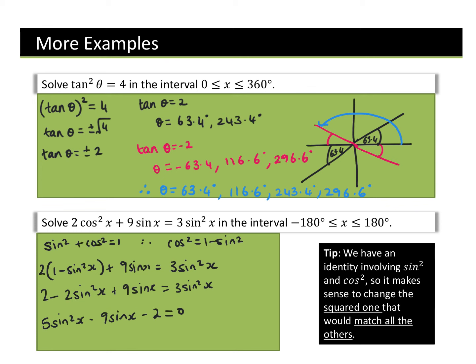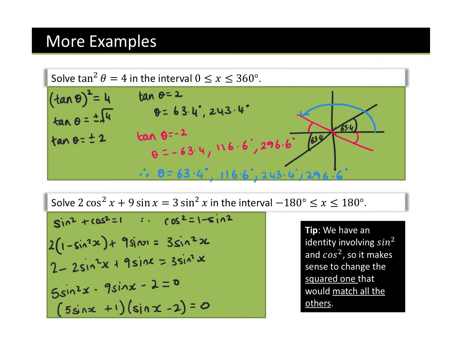I can now factorize this. So I'm going to have 5 sine x plus 1 and sine x minus 2 equals 0. So this means that sine of x equals negative 1 over 5 and sine of x equals 2.